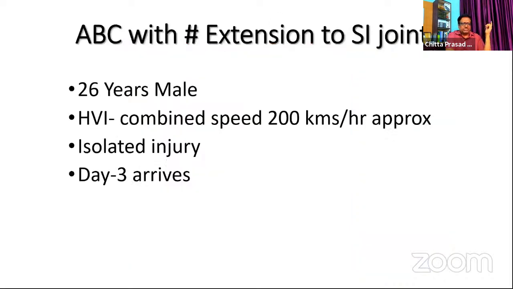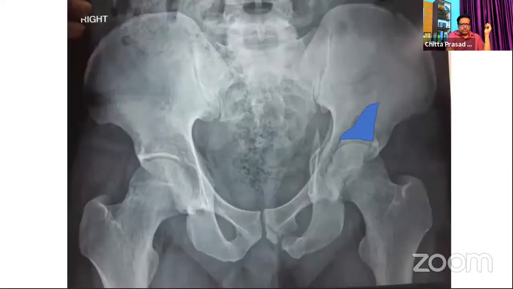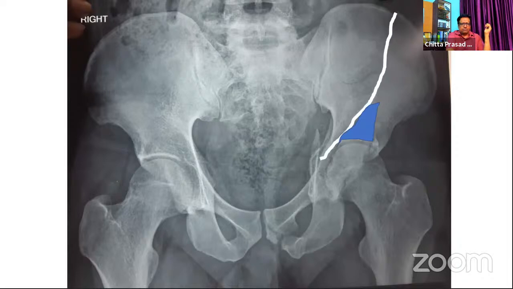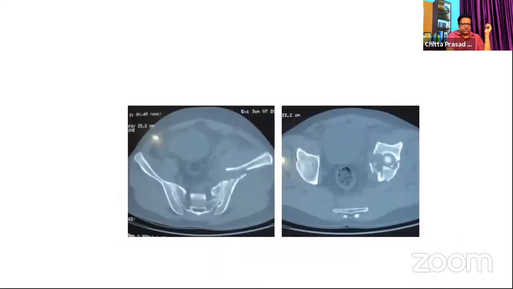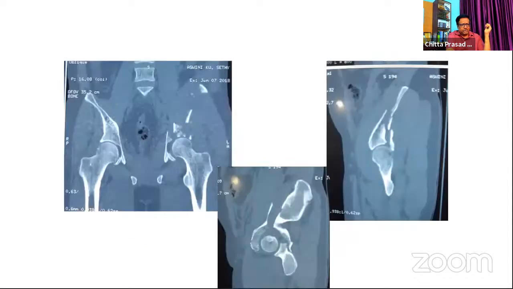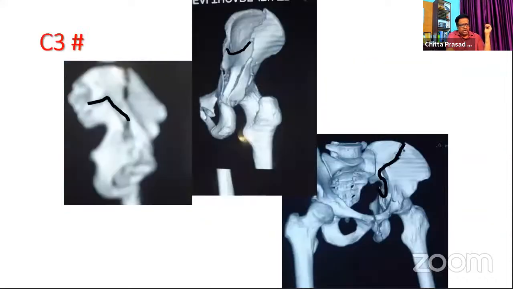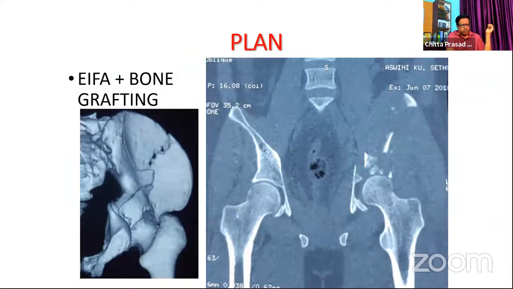This is an ABC with extensor sacroiliac joint involvement. This is again a 26-year-old male, high velocity injury. He has got a floating dome, a high anterior column fracture extended to the sacroiliac joint. This is the axial CT, sagittal and coronal CT. You can see the dome is completely pulverized, with multiple fragments. This is the 3D CT. We planned to go in and flip this fragment up, reduce the head of the femur, and onto the reduced femur, put the articular cartilage of the head of the femur into its place, and then graft it.